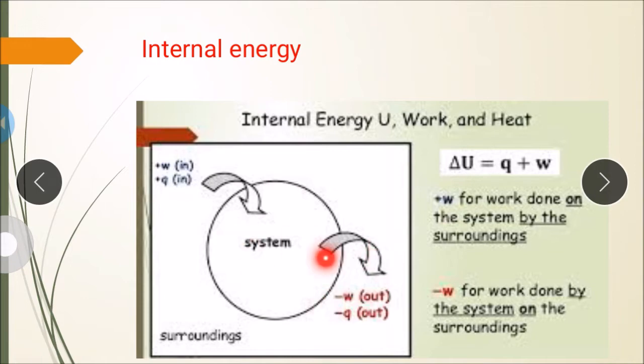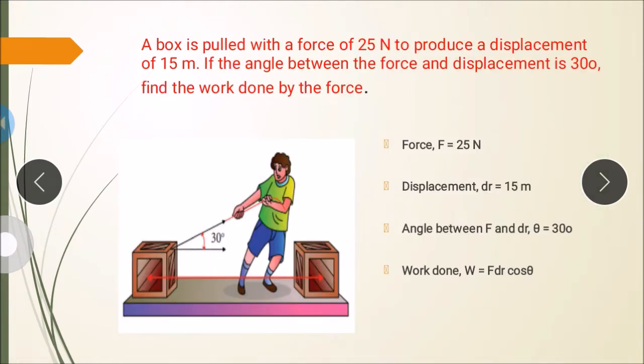If the quantity of heat energy is lost to the surroundings, meaning it is gained by the surroundings, that will be minus Q. When heat energy is lost by the system, that will be minus Q. This is how internal energy, work and heat are related. Then from this slide onwards we can see some problems related to the topics of work, heat and energy.